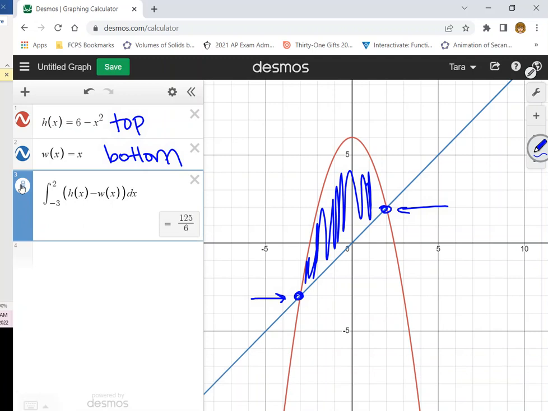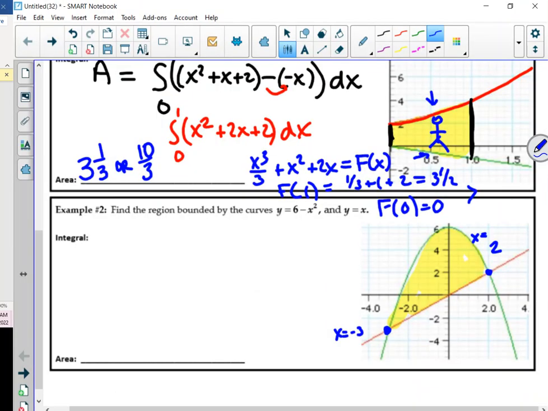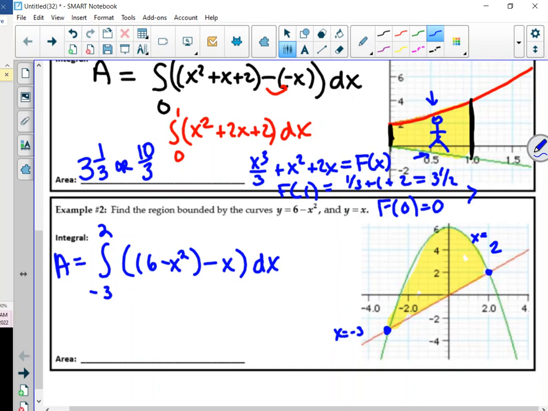So 20.833333, or 125 over 6. Let's write that on here. So negative 3 to 2 of 6 minus x third minus x, dx. So area, that's it. 125 over 6.